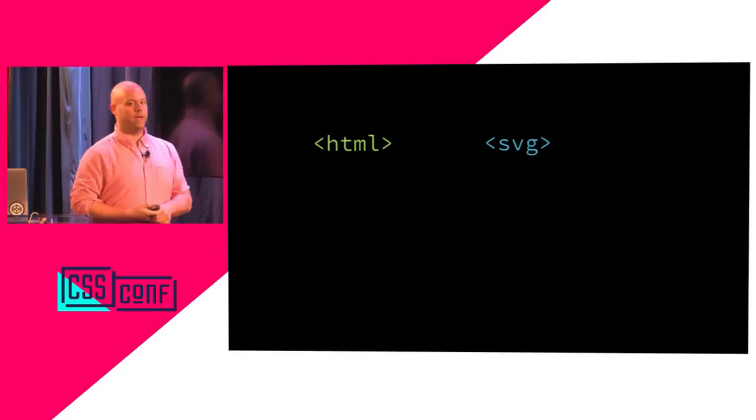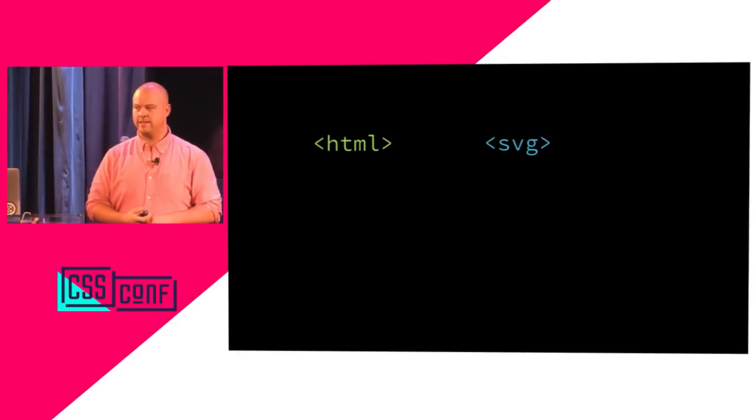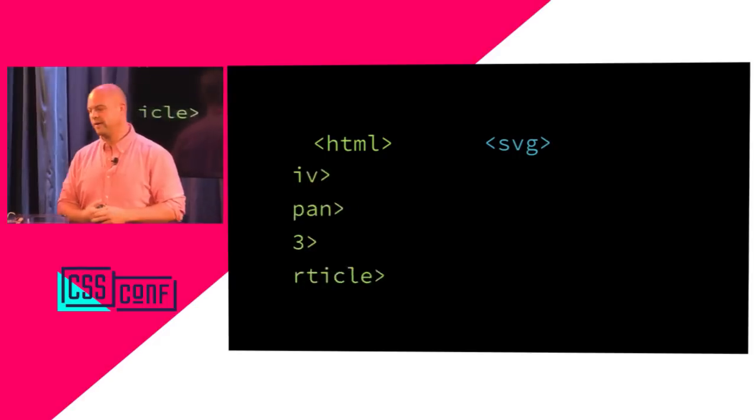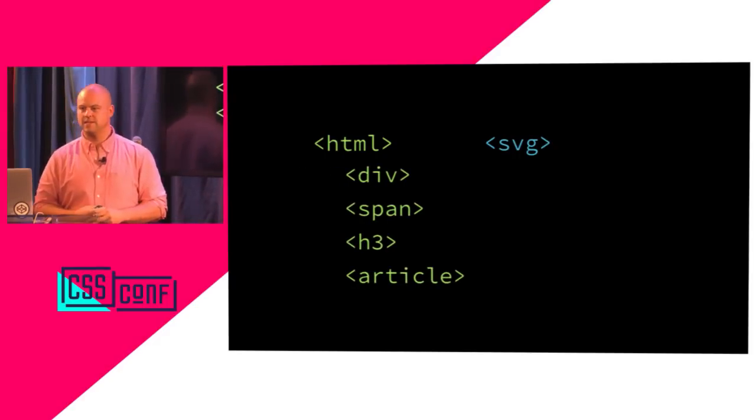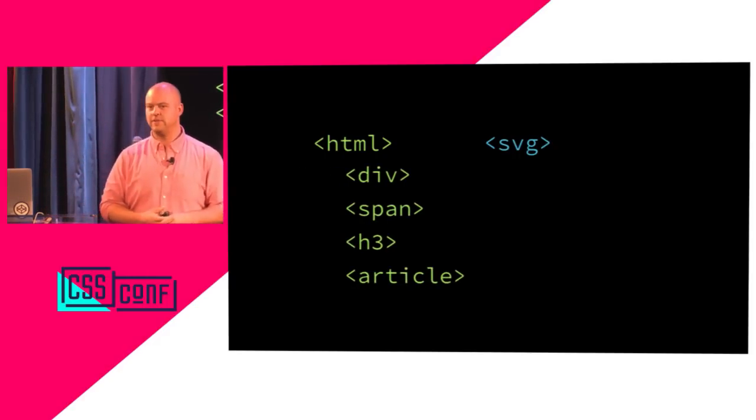SVG is a language. It's built with angle brackets and attributes and values between those things. It looks a little bit familiar to our friend HTML. They're both kind of XML, right? But in HTML land, the tags are divs and spans and things that make sense for documents, whereas in SVG, the elements are slightly different. There are rectangles and ellipses and things for drawing and things to affect drawings, but they're familiar and they're fun. They hang out together and that type of thing.